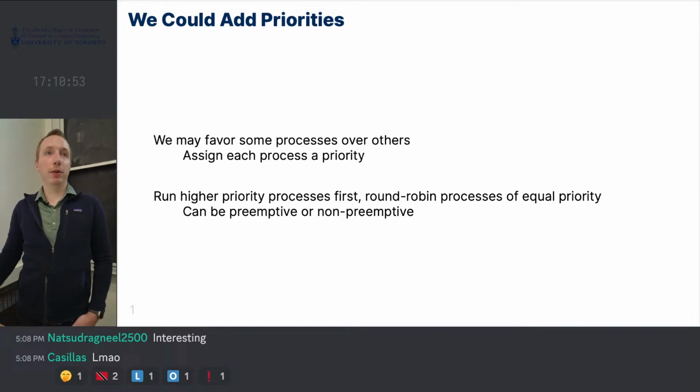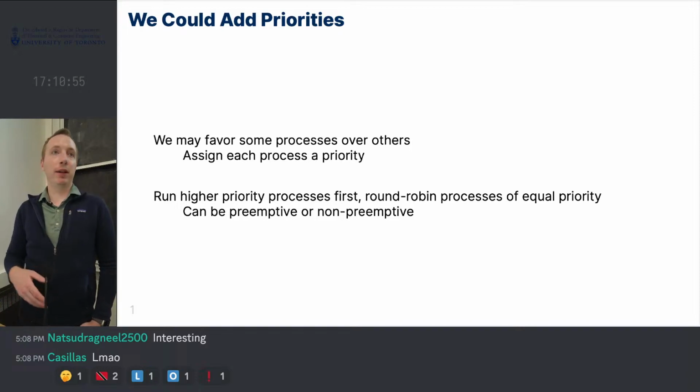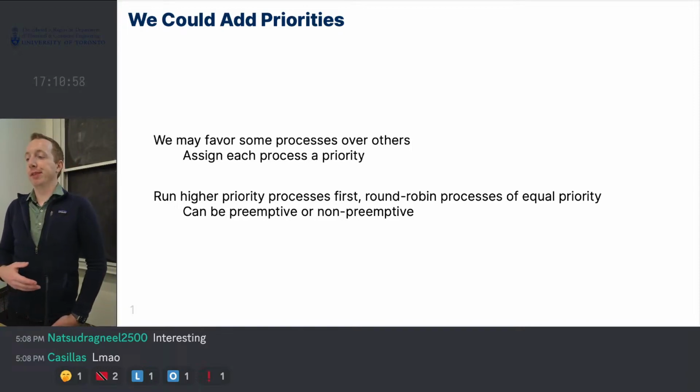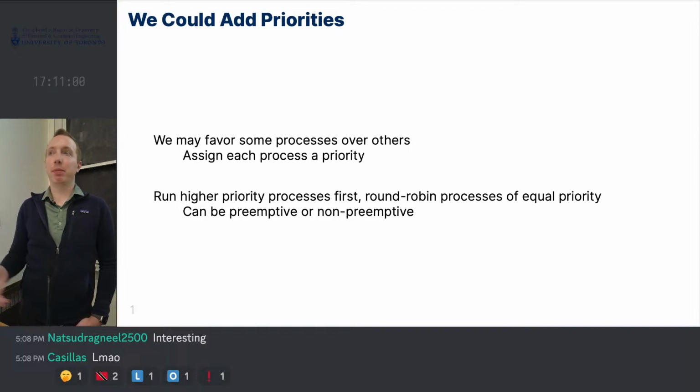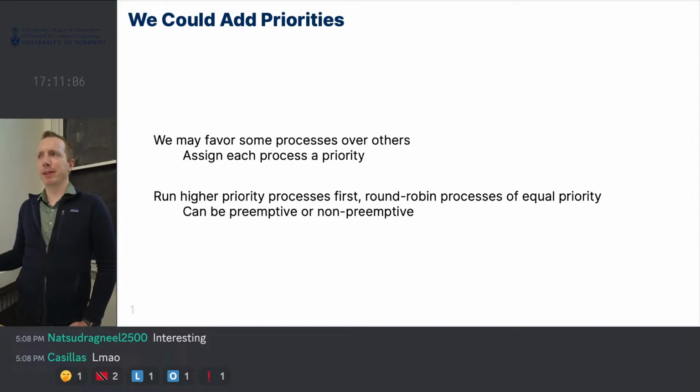And what we might do is just round robin processes of equal priority. This can be preemptive, non-preemptive. There's lots of choices we could make. We could round robin between different priorities if we really wanted to, if they're close enough. We could do all sorts of things.